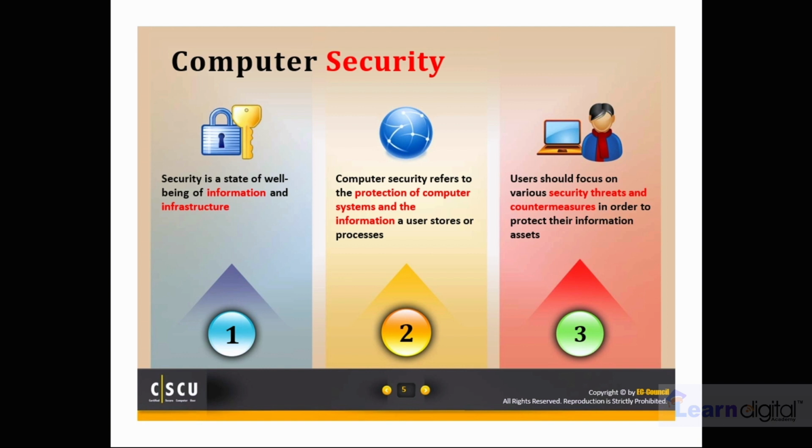The first is that security is a state of well-being of information and infrastructure. The second, computer security refers to the protection of computer systems and the information users store or process. And the third, the most important, users should focus on various security threats and countermeasures in order to protect their information assets.